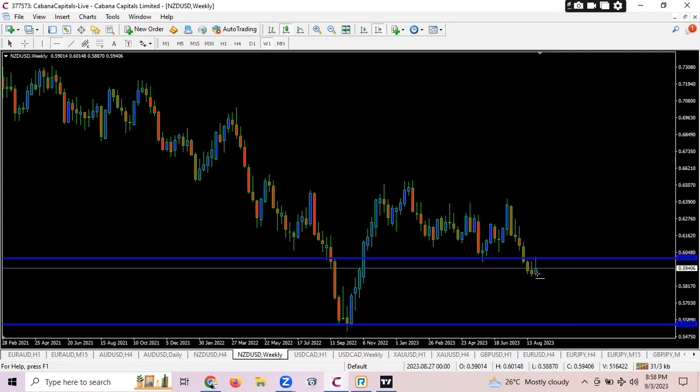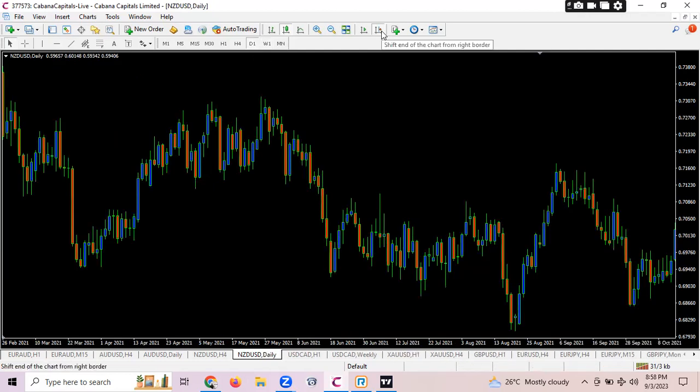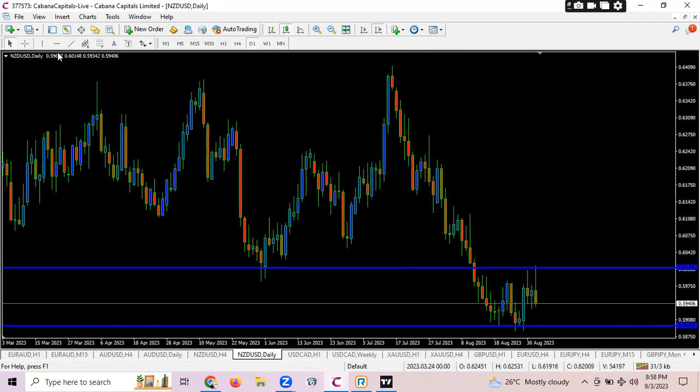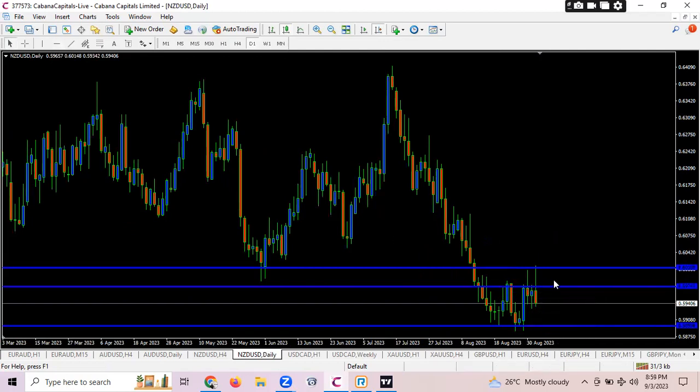So after the close of last week candle, we had a support here. So if you are considering selling, support must be broken before you sell. This support must be broken before you sell New Zealand USD. So at what price should we buy New Zealand USD? Identify your resistance on daily time frame. So these are resistance on daily.